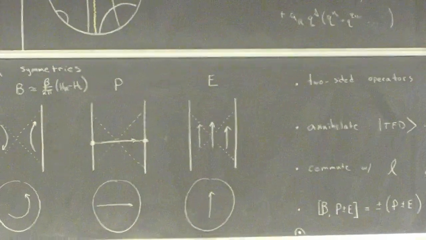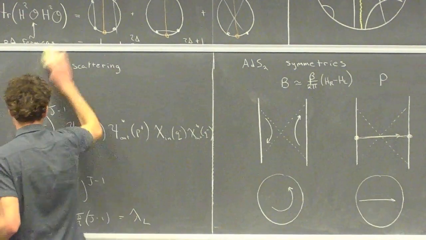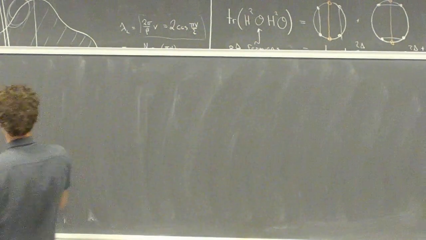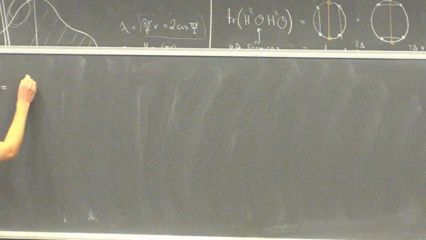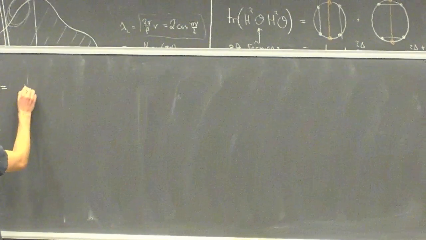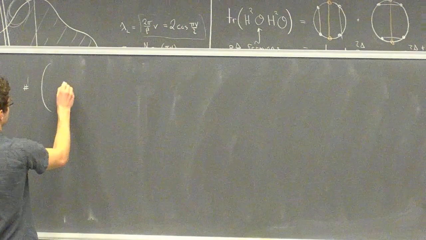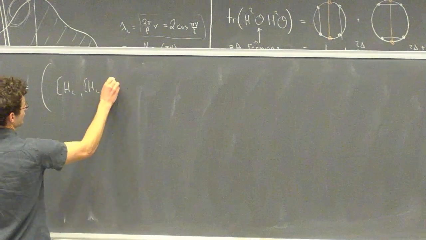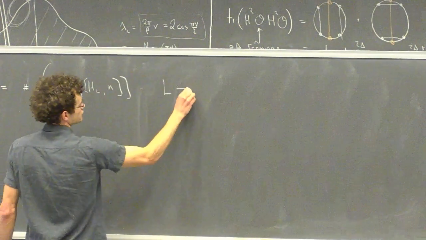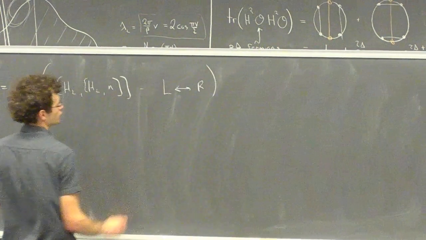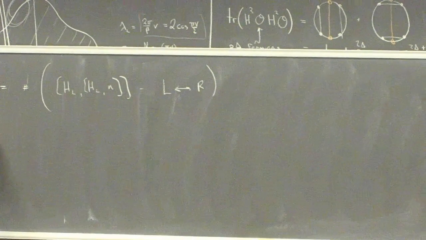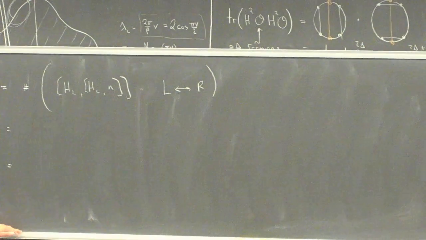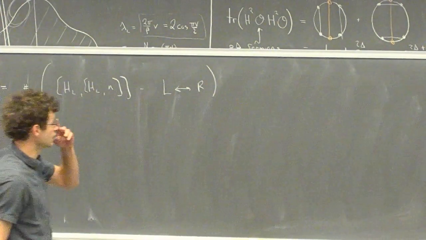You use that formula for those Hamiltonians and construct the following generators. B is equal to, let me just put a constant here, times HL, commutator HL, commutator N, minus left interchange with right. E and P are similar expressions. Let me not write them in to save a little bit of time.